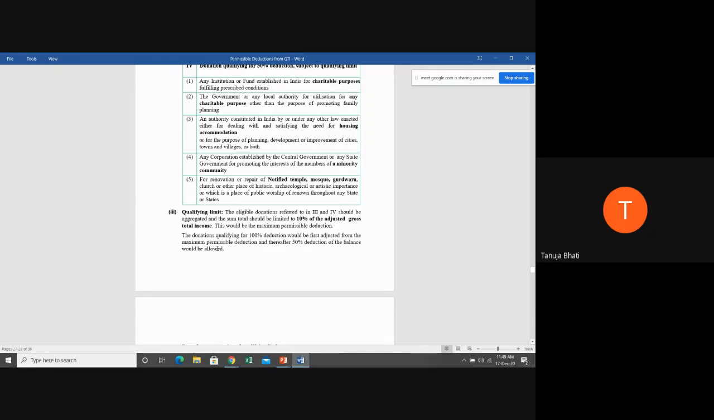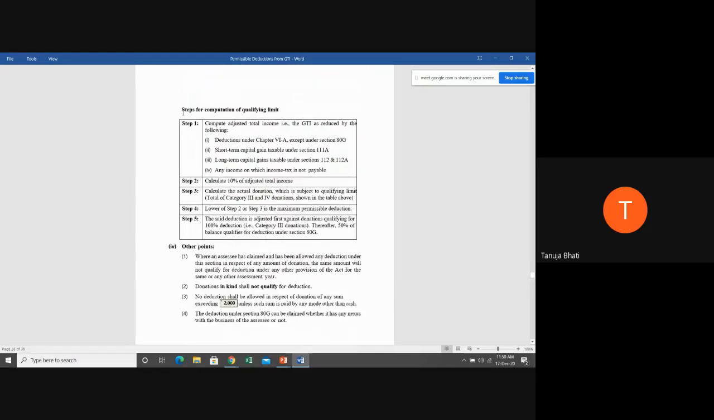So just remember, the qualifying limit is applicable only to those funds that fall under category 3 and category 4, and the qualifying limit is nothing but 10% of adjusted gross total income. What is adjusted gross total income? The total of all the 5 heads of income gives you the gross total income. You less the deductions from section 80C to 80U, except the deduction under this section, that is 80G. You get adjusted gross total income.